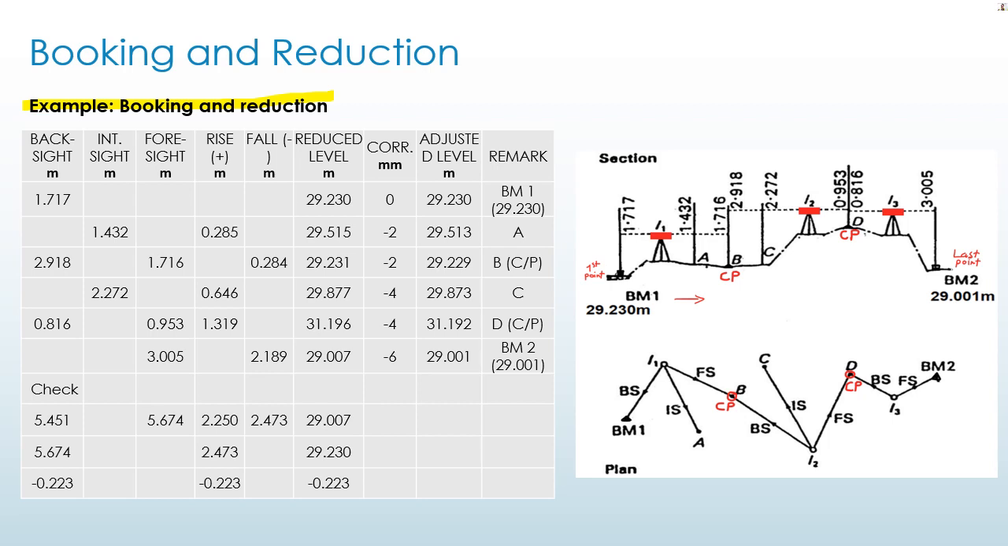So we've seen the steps will include booking, which means you need to record all of the readings from every point here and transfer them to the leveling sheet. Each row will be used for each point, starting from the first point to the last point. Then you do the calculation to calculate the reduced level of every point, and then we need to make the correction to calculate the adjusted level. We are going to see the steps in detail in the next slides.